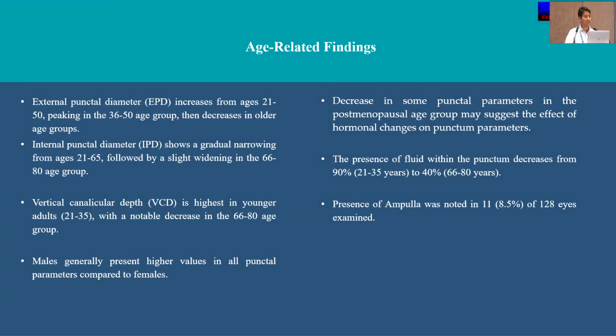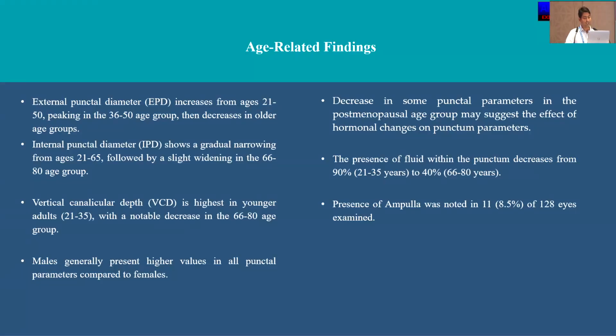Age-related findings. External punctum diameter increases from ages 21 to 50, peaking in the 36 to 50 age group, then decreases in older age groups. Internal punctum diameter shows a gradual narrowing from age 21 to 65, followed by a slight widening in the 66 to 80 age group. And vertical canalicular depth is highest in younger adults in the 21 to 35 age group, with a notable decrease in the 66 to 80 age group.